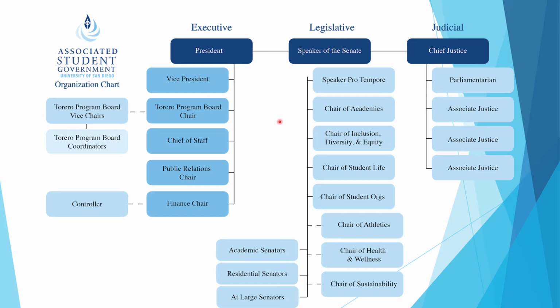For example, we have the TPB Chair, and they're our window to the TPB branch, and they represent, you guessed it, the TPB side of ASG. And they work with their vice chairs and coordinators, as well as the rest of ASG. So TPB is its own branch within ASG. It's kind of like the fourth branch. That's important to note, but they're very much still a part of ASG. They just have a few of their own things going on.